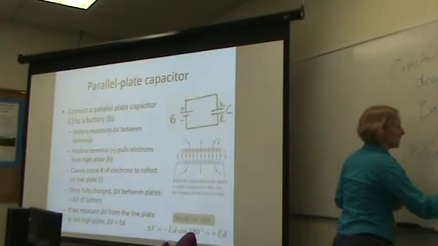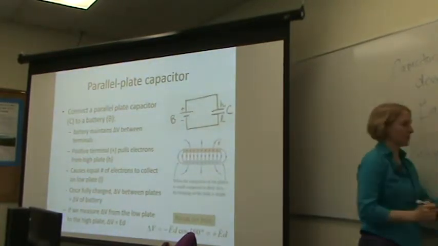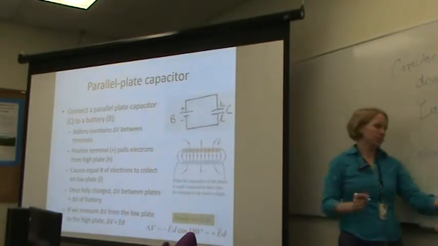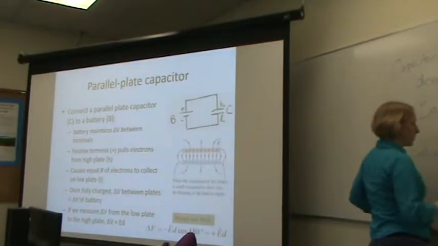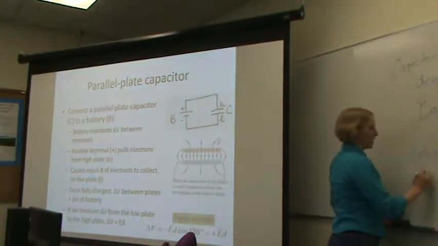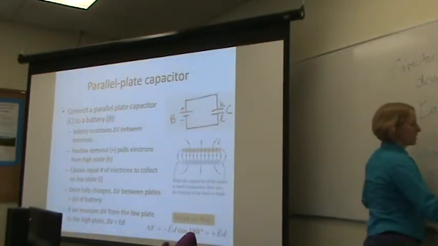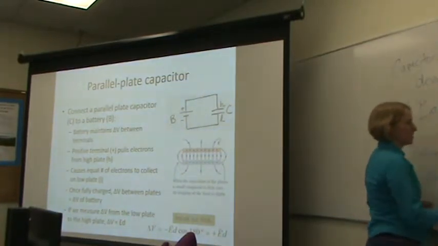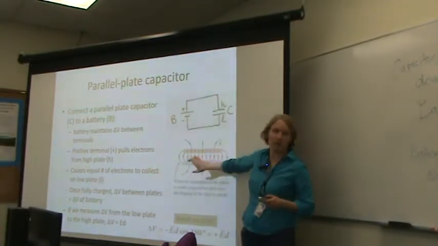So that delta V equals E times the distance between the plates. Where that came from, if you plug in, we could go through the integral all the way. Delta V is minus the integral of E cosine theta ds. This is the distance between the capacitor plates.